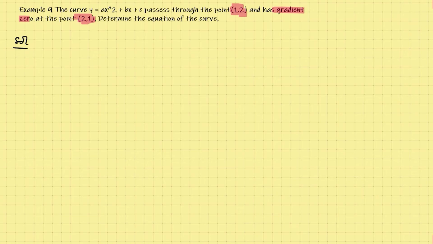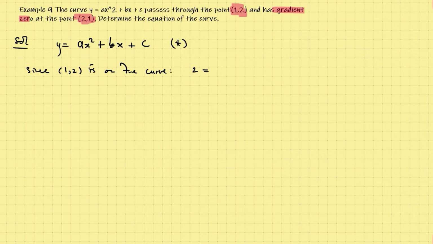So the equation of our curve is of course ax squared plus bx plus c, and since we're told that (1, 2) is on the curve, then y is going to be 2 when x is 1. So if I stick x equals 1 in that equation, I'm just going to get x squared as being just 1, so I'm going to get a, and then bx is just going to be b times 1, so I'm going to get b, and then the c is just going to be c. So I've managed to get an equation from the fact that I know a point lies on the curve.